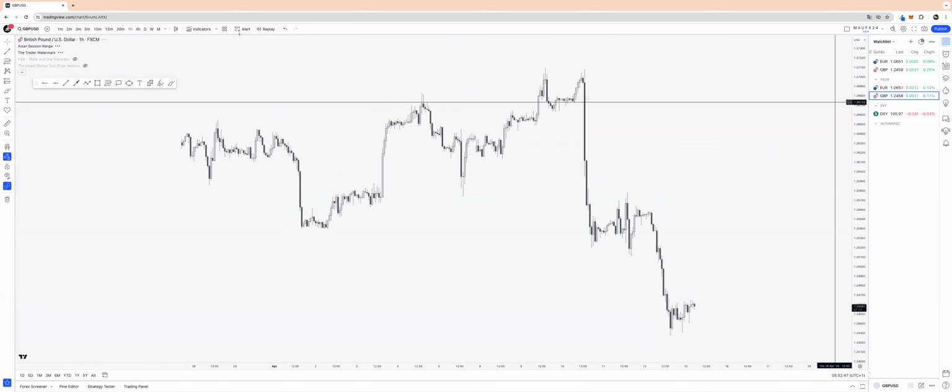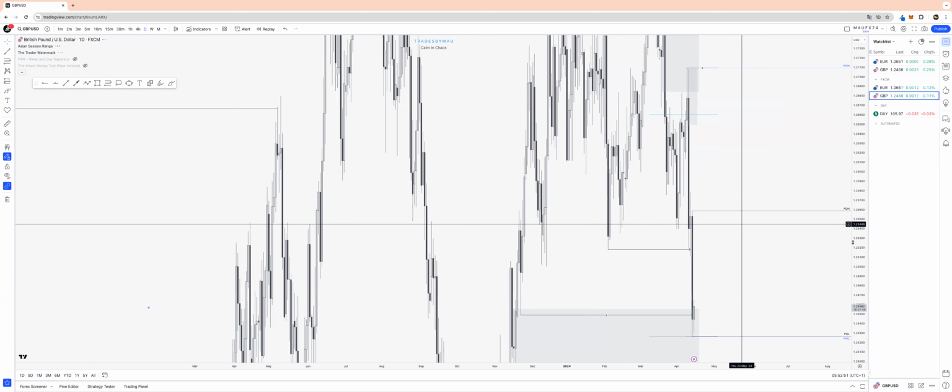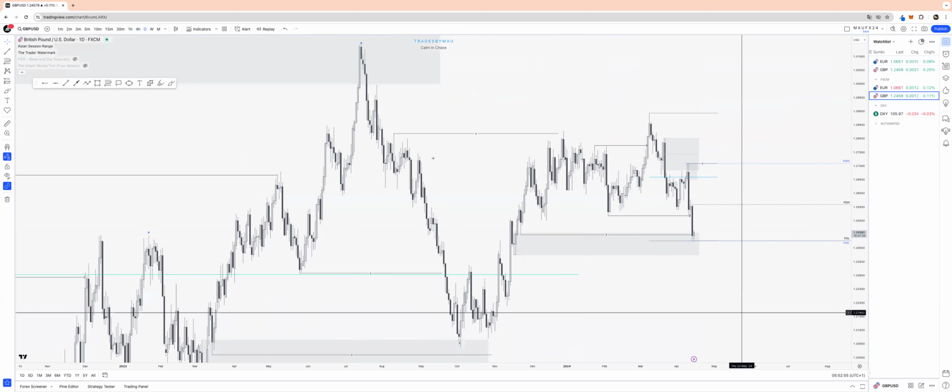Then GU. What's GU doing? GU is moving exactly the same as EU. But the high time frame structures are a bit more messy.